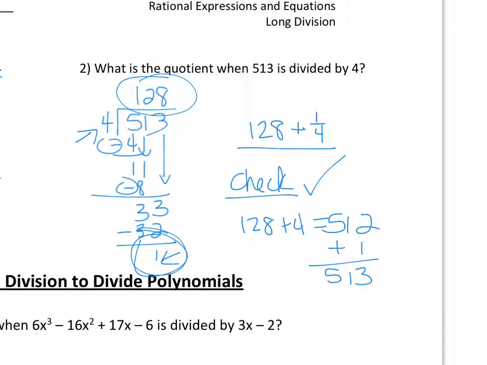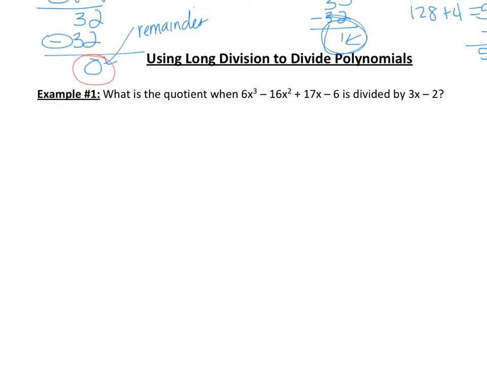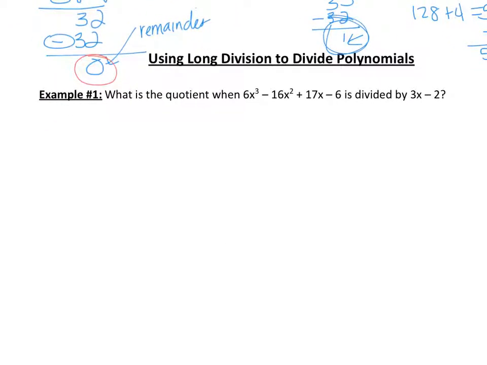Hopefully this helps remind you how to do these things for when we do long division with polynomials. So it's the same idea. We're doing the same basic stuff. I want to divide it by 3x minus 2, so that goes there. Then I put this here.